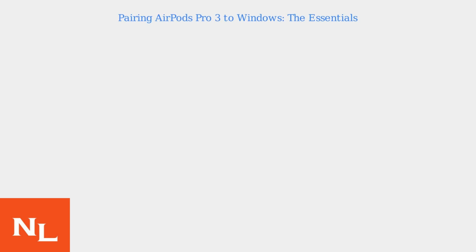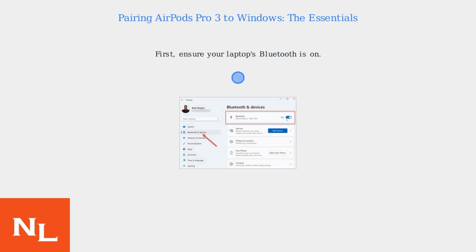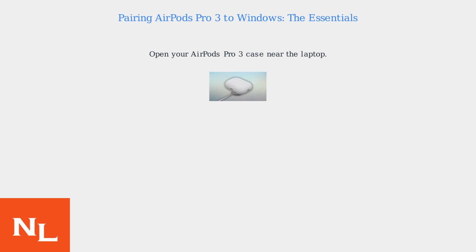Want to use your AirPods Pro 3 with your Windows 11 or 10 laptop? It's doable via Bluetooth. First, ensure your laptop's Bluetooth is on. Open your AirPods Pro 3 case near the laptop. If they don't pop up, press and hold the setup button on the case until the LED flashes white.